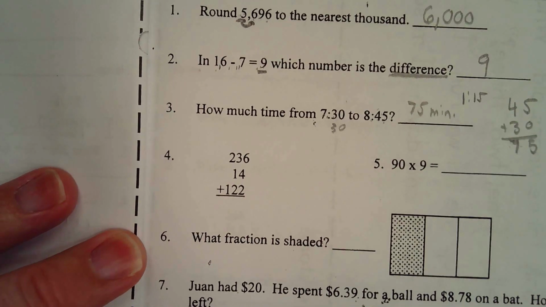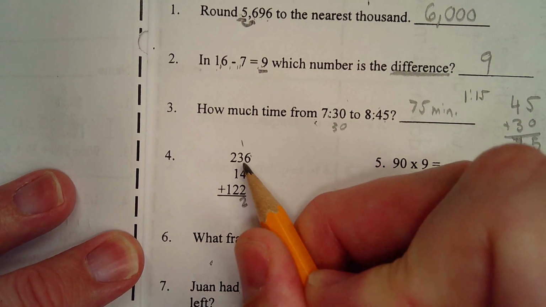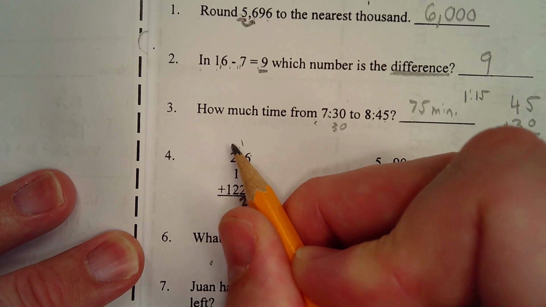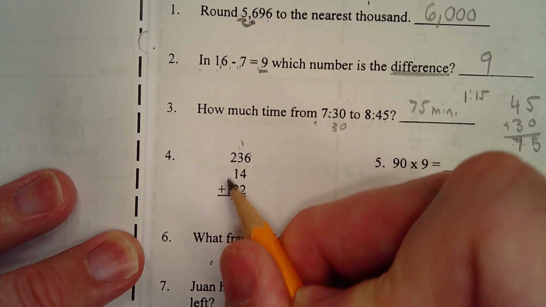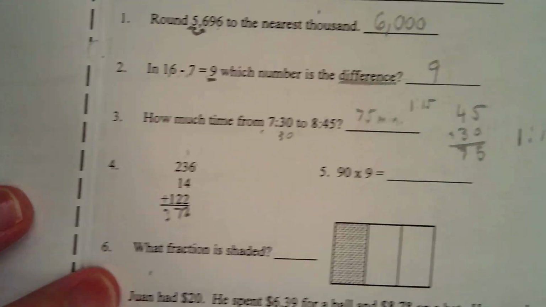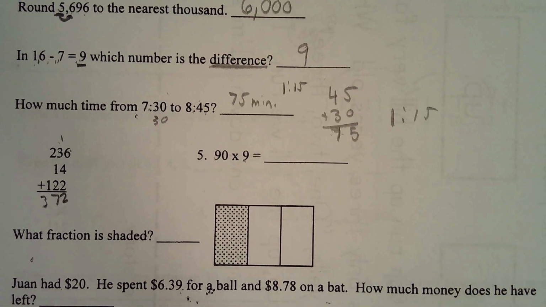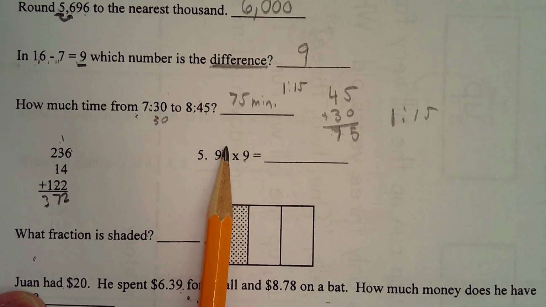Okay, just going to do some adding here. 6 plus 4 is 10, plus 2 is 12. 3 plus 2 is 5, plus 2 more is 7. And then 2 plus 1 is 3, 372.